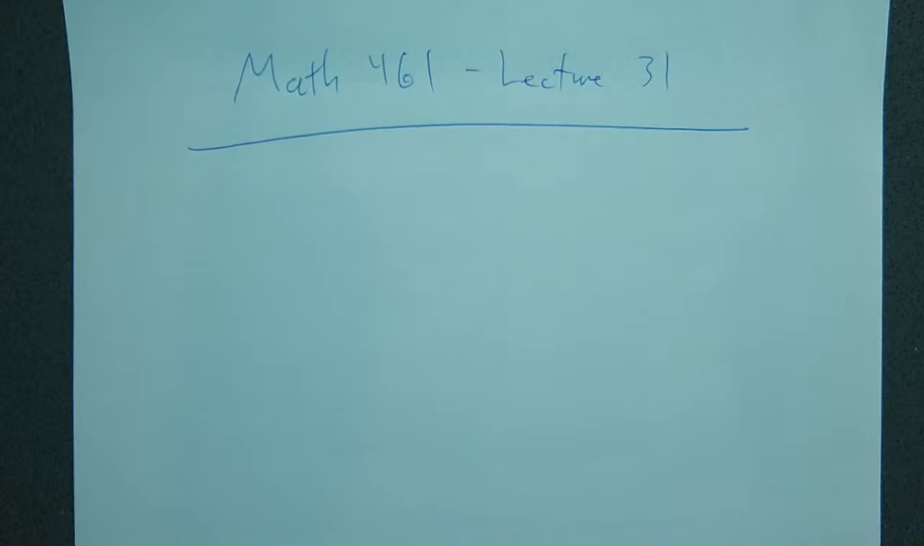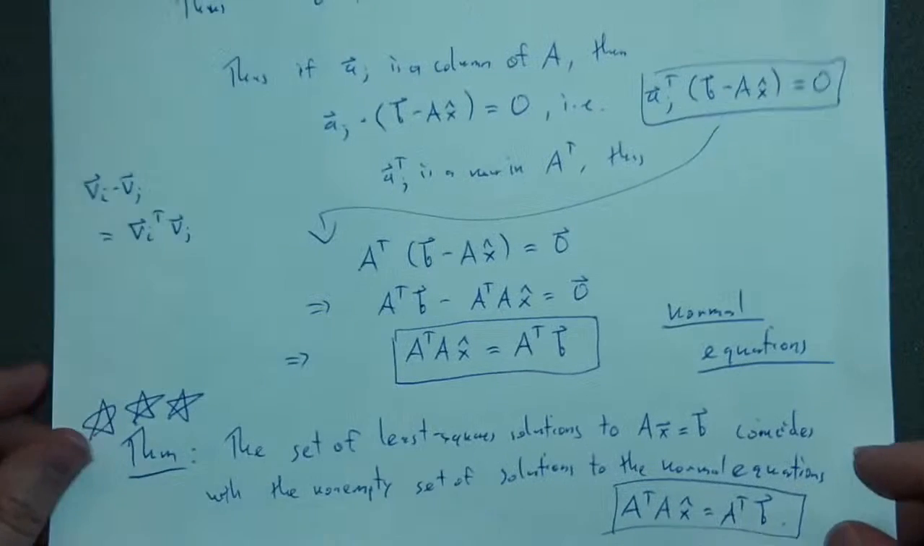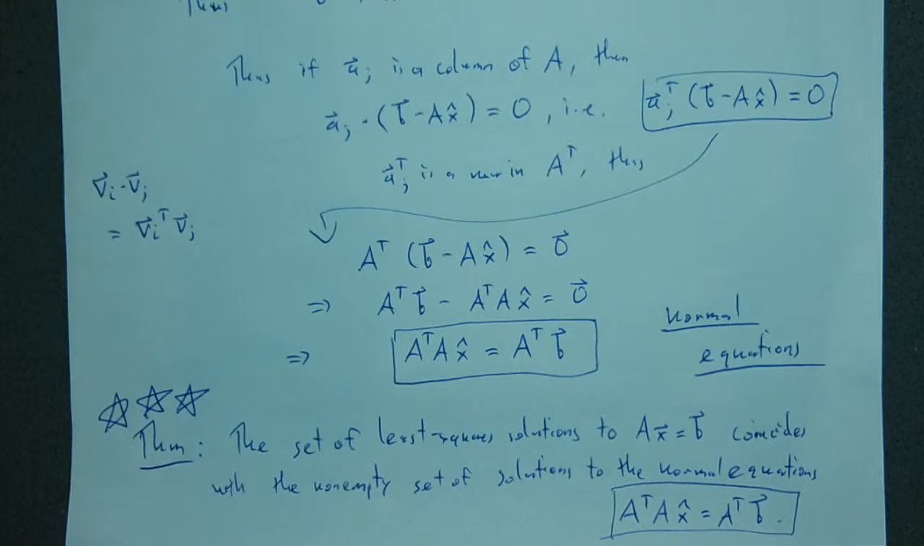Okay, so all we need to do really to be done with Chapter 6 is to finish up our discussion of least squares solutions. What that means is being able to actually do one of the least squares problems, that is, given some system or some equation Ax = b, to find a least squares solution for it.